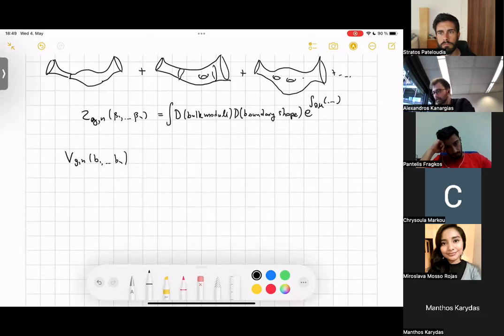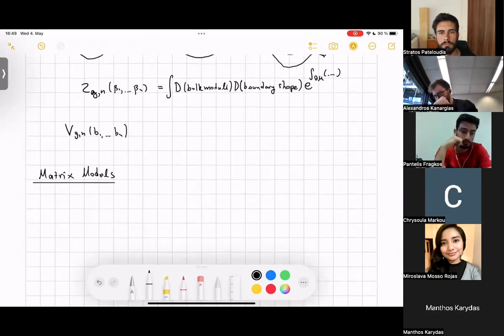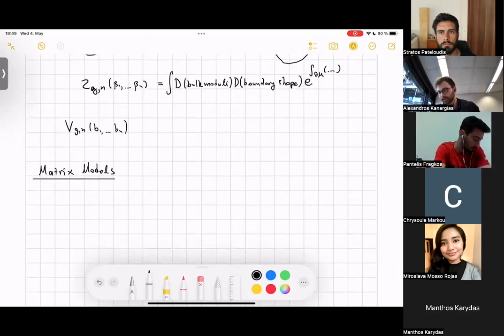Okay. So now let me briefly say, because I said there's a duality between this and a matrix model. We have these quantities calculated, and now I want to tell you how this is related to matrix models. What is a matrix model? I want to briefly say what it means. A matrix model is in a sense a very simple gauge theory. You can see it like that.